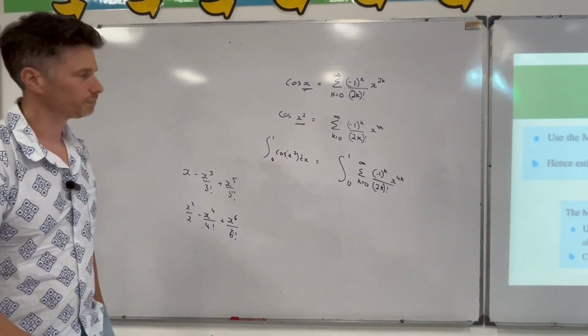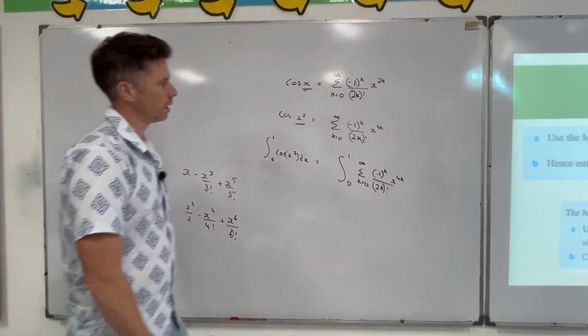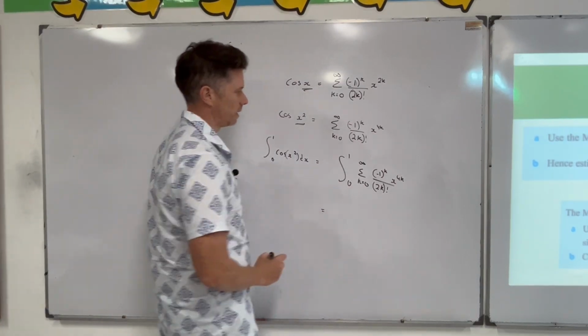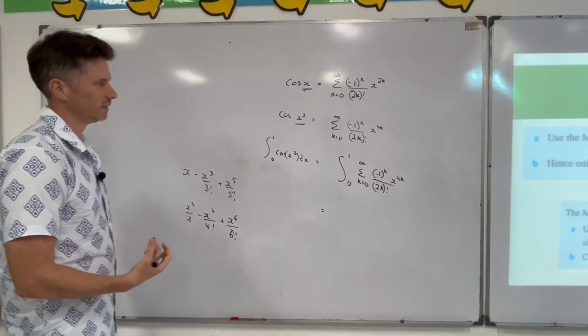Does 4 decimal places mean x to the 4? No. Decimal places, you'll see what that means in a second. Let's integrate first and sub in 1 and 0 and see what happens.